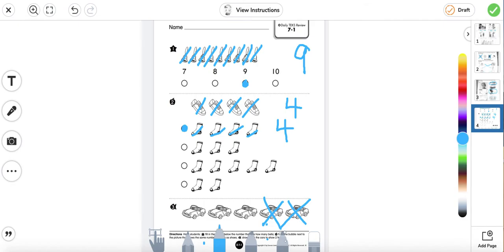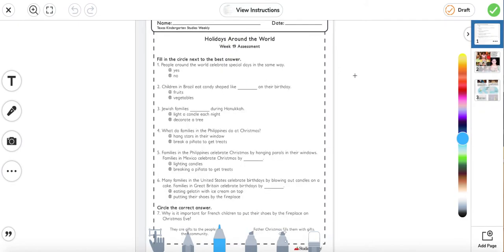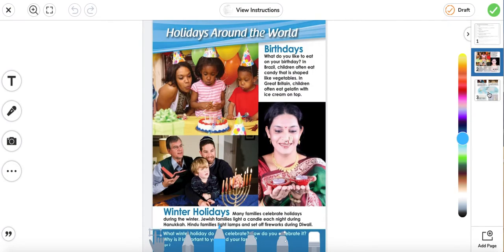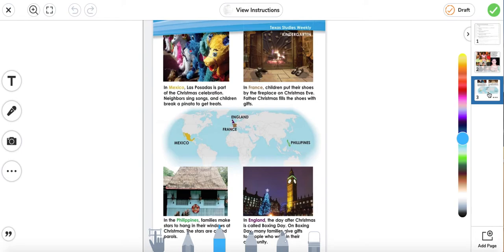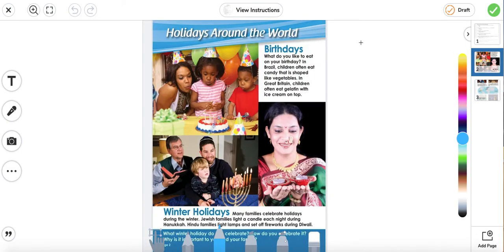Next, we're going to move on to social studies. Today, we're not going to do science. We're actually ahead. Okay, so for social studies, we're going to take a test. We're going to use the story to help us answer the questions. So let's go ahead and review the story really quick before we go to the questions.